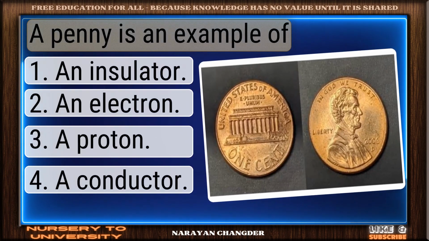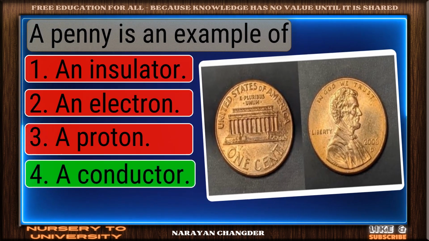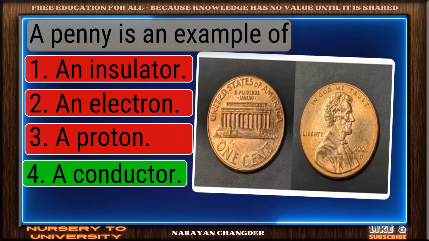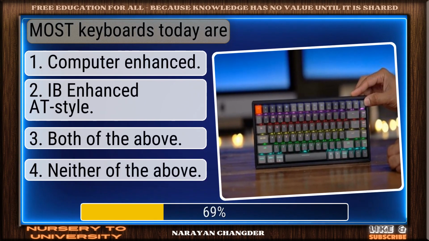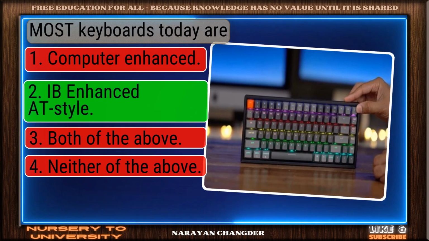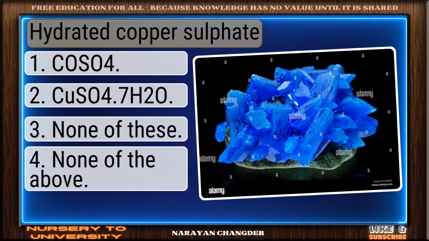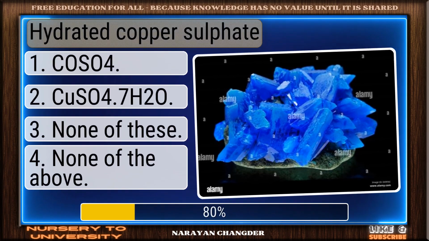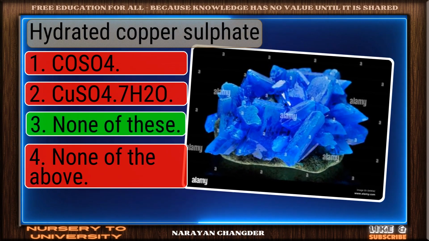A penny is an example of. Great thinking. A conductor is the right choice. Most keyboards today are. Exactly. Enhanced QWERTY style makes sense and it is the right choice. Hydrated copper sulfate. Nicely done. None of these is a solid answer.